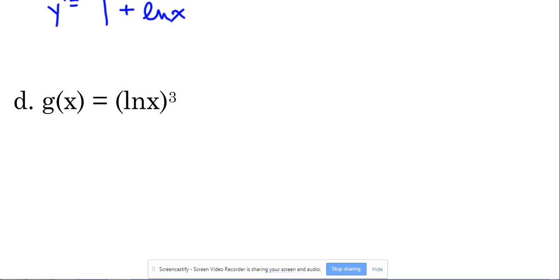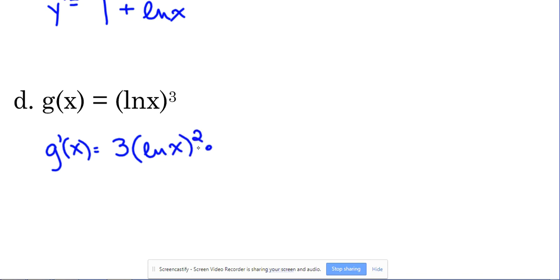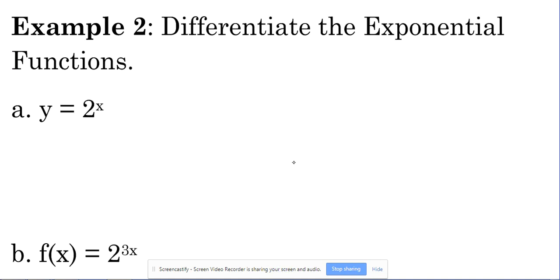All right, here's a little chain rule going on here because the natural log is raised to the third power. So we've got to deal with the power first. So bring down the exponent, keep the inside the same, subtract 1 from the exponent times the derivative of the inside. The derivative of the natural log is 1 over x. So usually you would see this written like this. They would go ahead and just put the whole thing over x. Okay, so really not that bad.